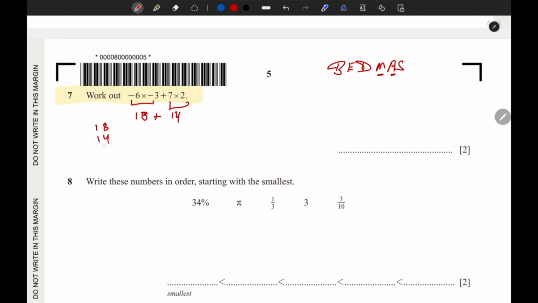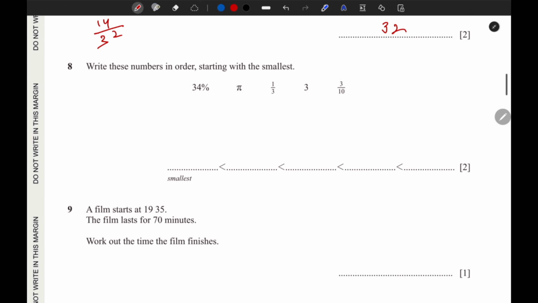We can do it over here. So this is 8 plus 4, 12, 2, carry 1, 1 plus 2, 3, 32. So our answer is 32. Okay, now question 8.